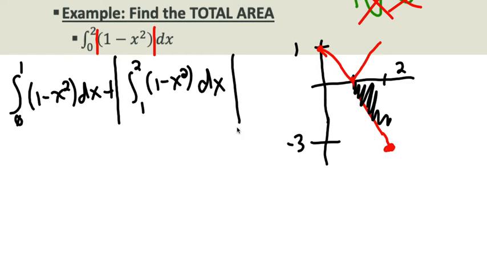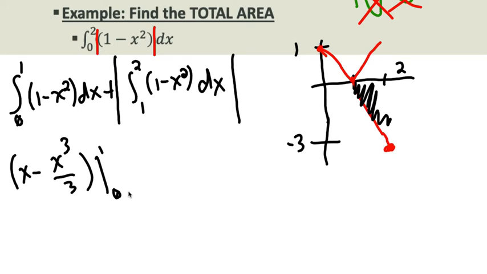So let's do our antiderivative. The integral of 1 is x. The integral of x squared is going to be x cubed over 3. And we will evaluate that from 0 to 1. Okay, evaluate that from 0 to 1.